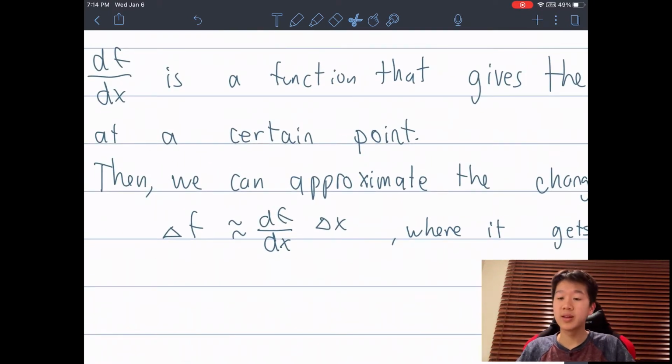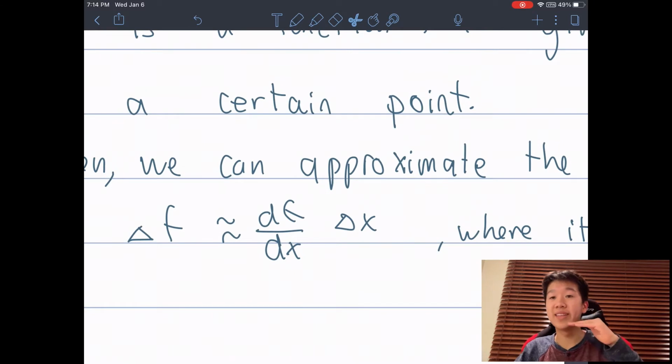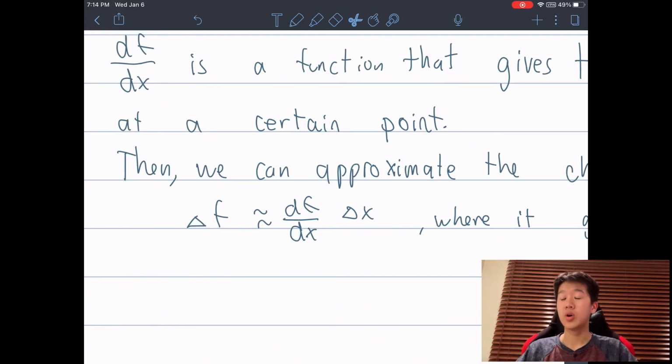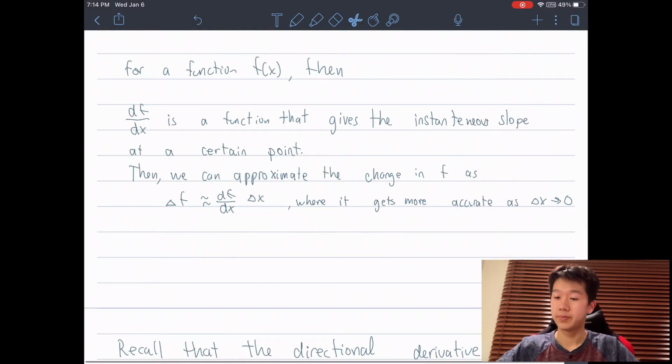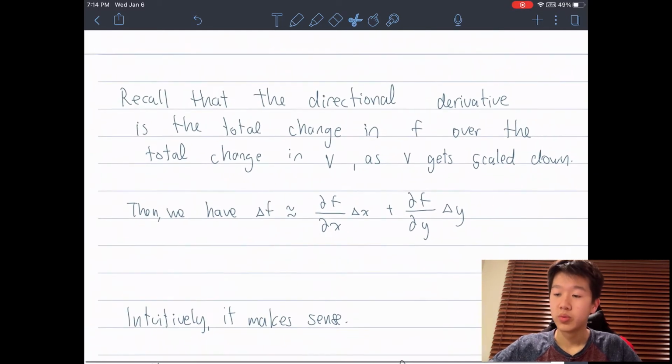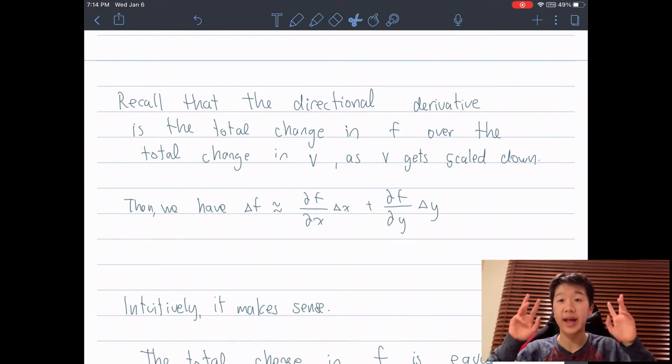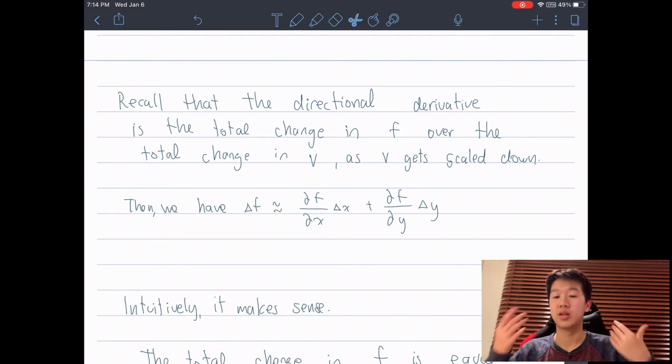So if I repeat, it means that if you take the instantaneous slope at that point, you multiply by the change of x, this gives approximately the change in f. And it becomes more precise when delta x, so the change in x, is smaller. So we then recall that the directional derivative is the total change in f over the total change in v as v gets scaled down, so as it becomes an instantaneous directional derivative.